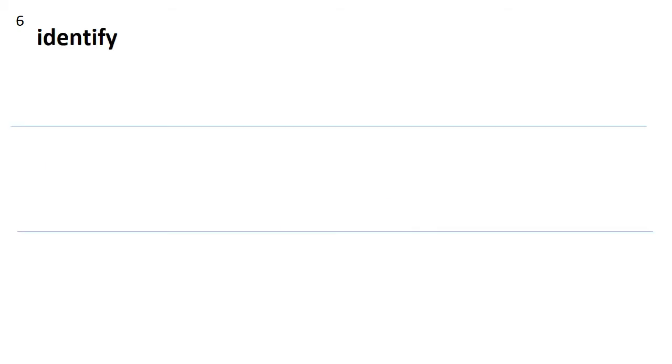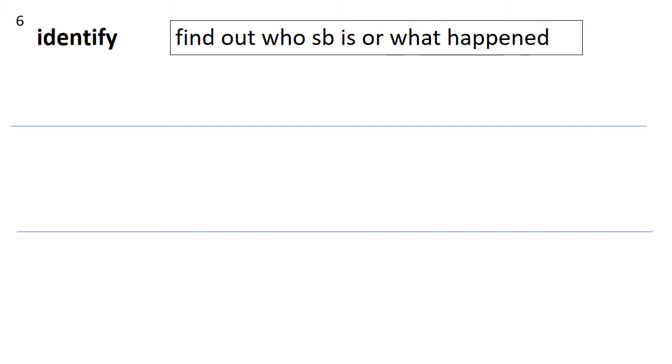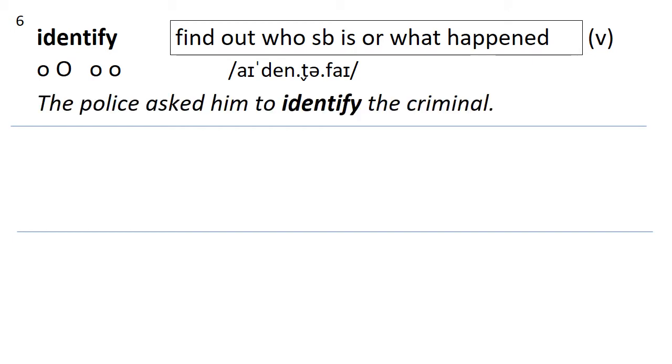Number 6 is identify. It's find out who somebody is or what happened. It's a verb. How many syllables are in identify? 4, stress in the second. Identify. The police asked him to identify the criminal.